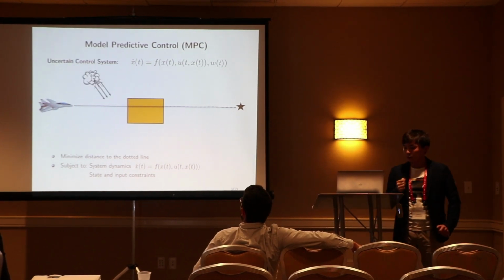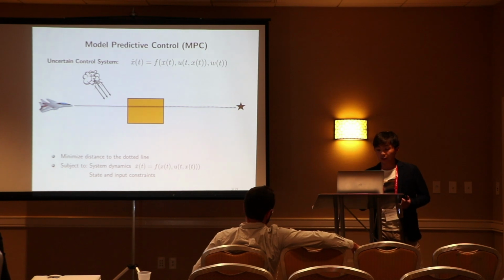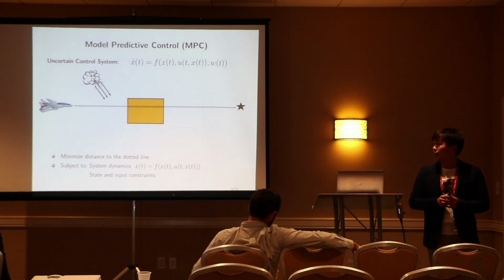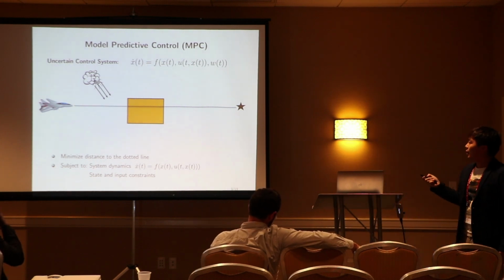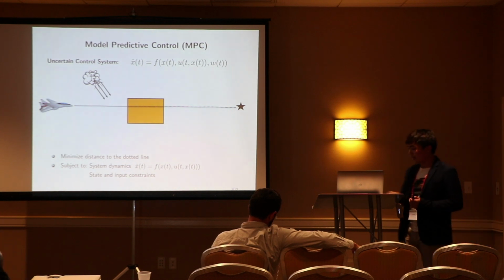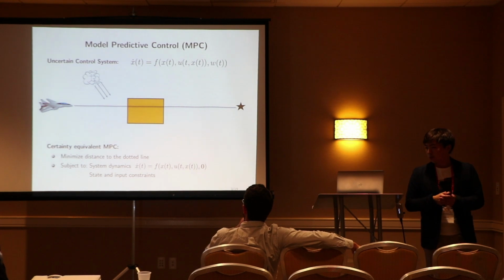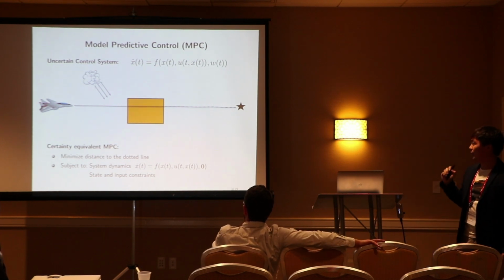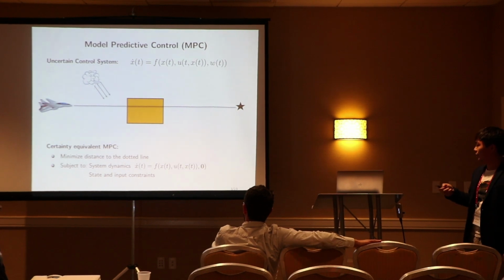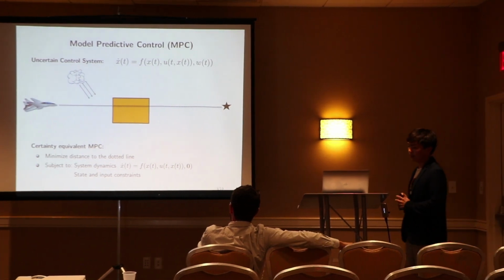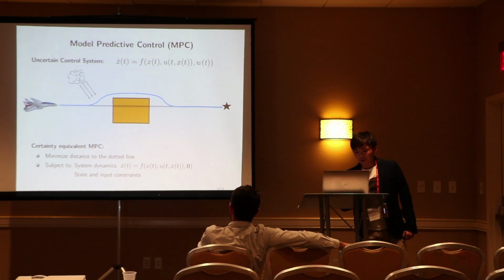But what happens in real life is that we will have some external disturbances. For example, the wind disturbance here. And the most naive way to handle disturbance is to simply ignore it, which leads to the so-called certainty equivalent MPC. And here you would simply plug in 0 for disturbance in your system dynamics. And then you can do a prediction.